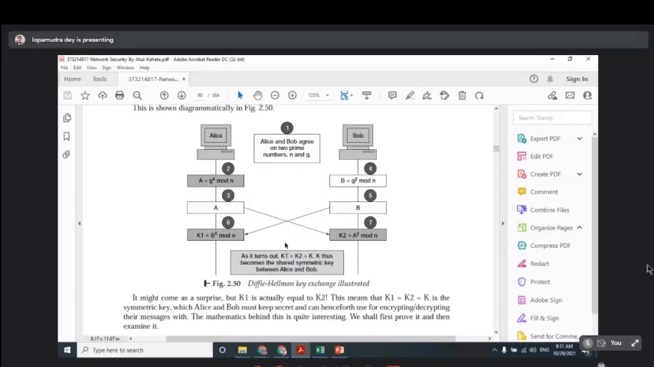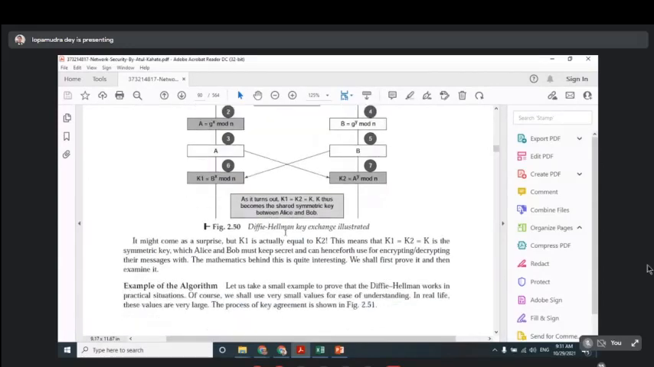So here Alice and Bob are not sharing the symmetric key. Instead of that, they are transferring some auxiliary values, that is n, g, and A and B. Instead of sharing the actual K, they are sharing some auxiliary values. That's why it can solve the symmetric cryptography problem. Now you will say, ma'am, why does K1 equal K2? So let's check it.